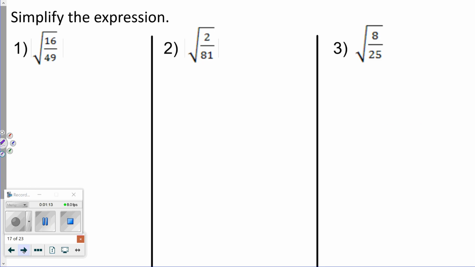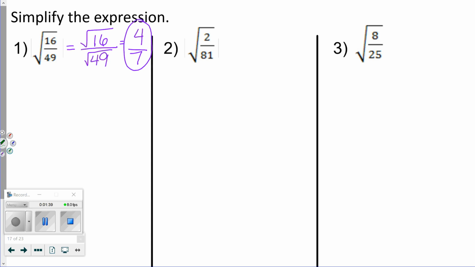Okay, looking at our examples here, we'll start with square root of 16 over 49. So always the first thing we want to do is split that. So the square root of 16 over the square root of 49. And then we can simplify. We know the square root of 16 is 4. That's perfect. And the square root of 49 is 7. 4/7 does not simplify, so we are finished.